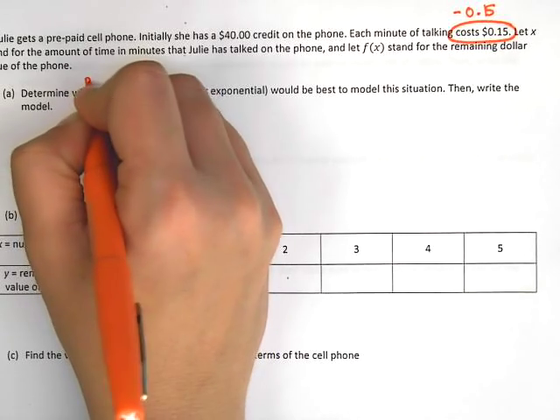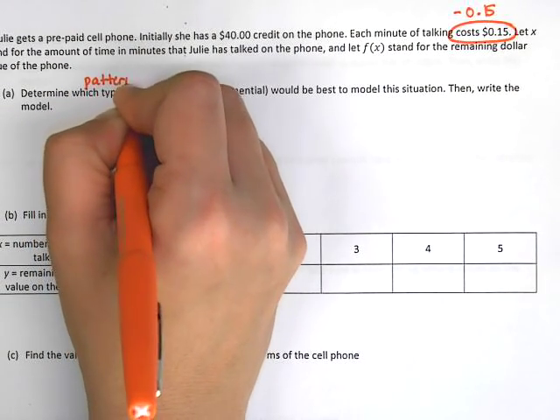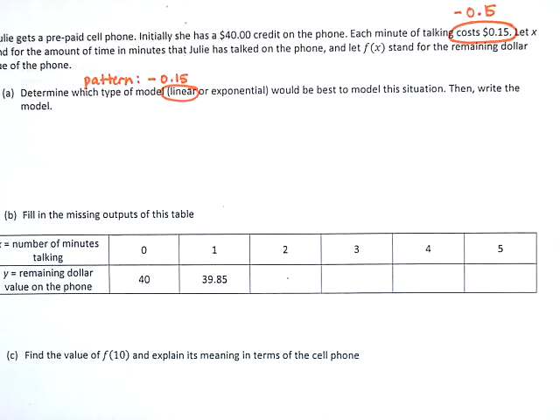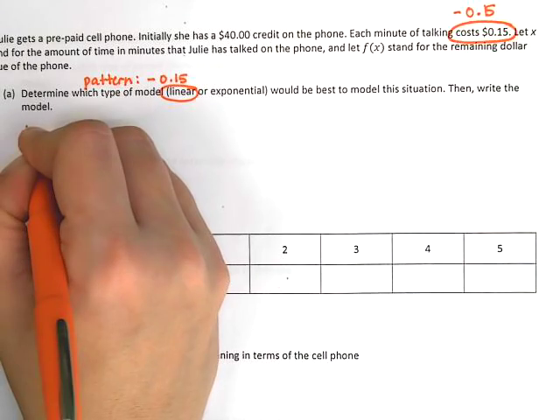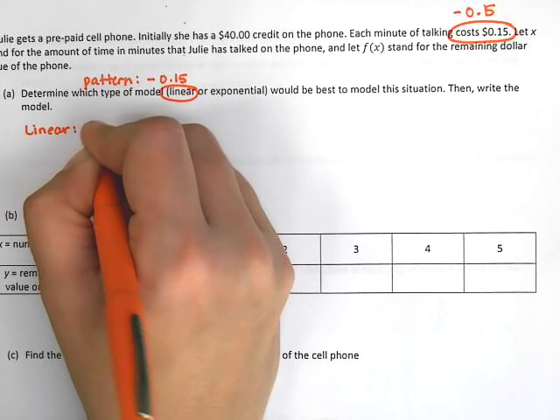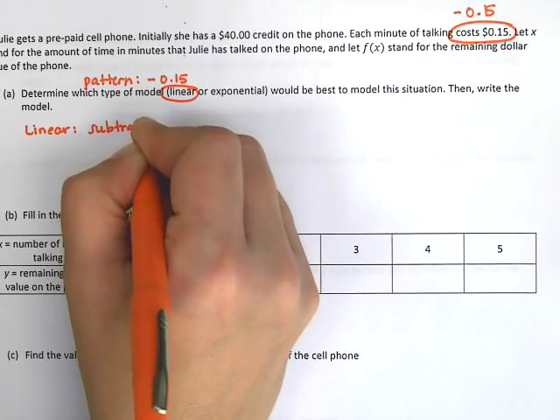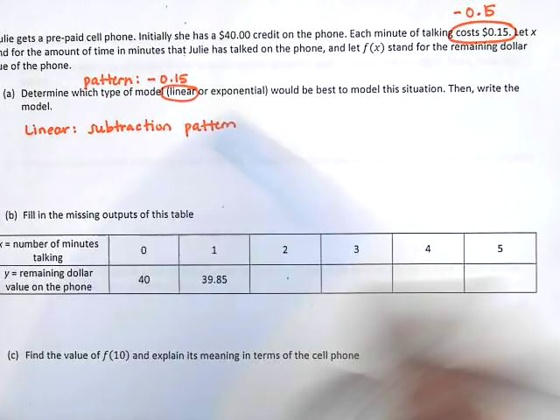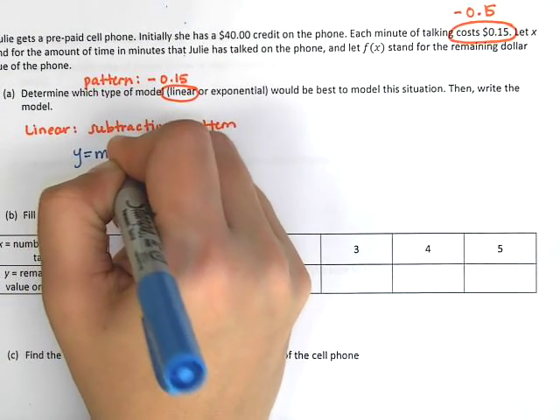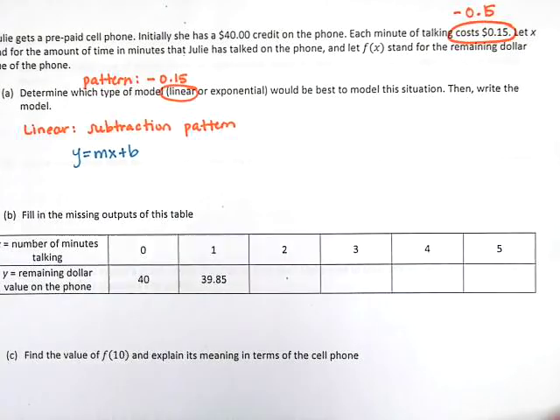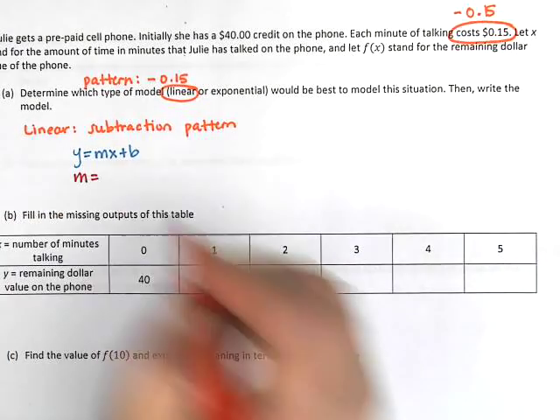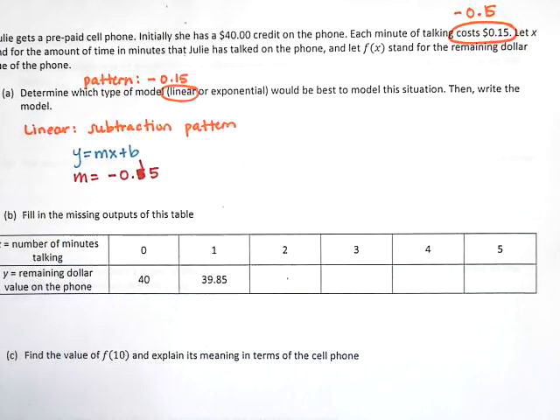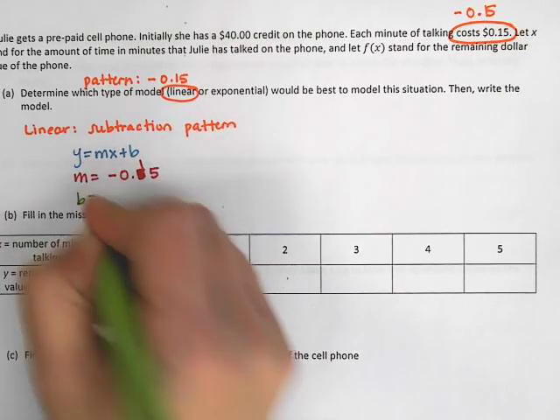Because the pattern is that we are subtracting 15 cents, this would be a linear model. So we would say that we chose a linear model because there is a subtraction pattern. Now, the general equation for a linear model is y equals mx plus b. The m is the pattern. How much are you subtracting or adding? So 0.15. The b is how much you began with, your initial value.